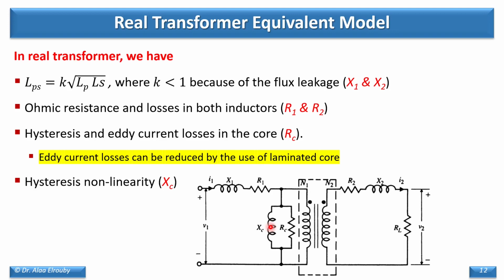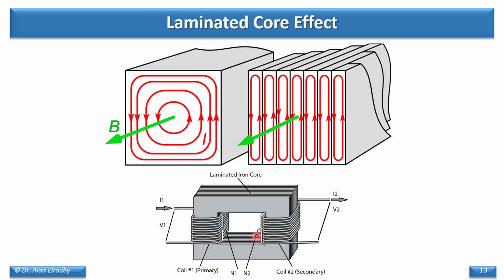So this model takes into consideration the leakage of the flux, X1 and X2, the losses in the conductor coils of the primary and secondary, R1 and R2, the magnetic losses in the core, RC, and the nonlinearity of the ferromagnetic material, which is XC. So now let us talk about the meaning of eddy current.